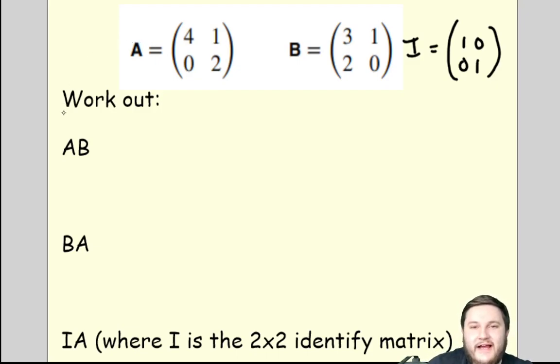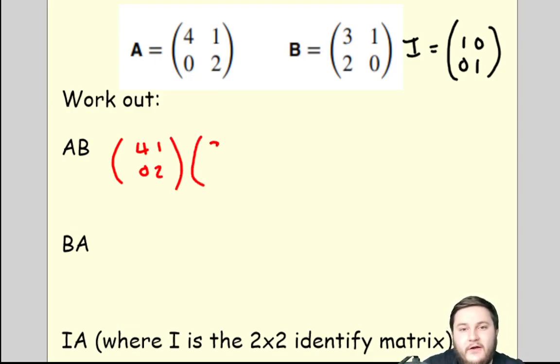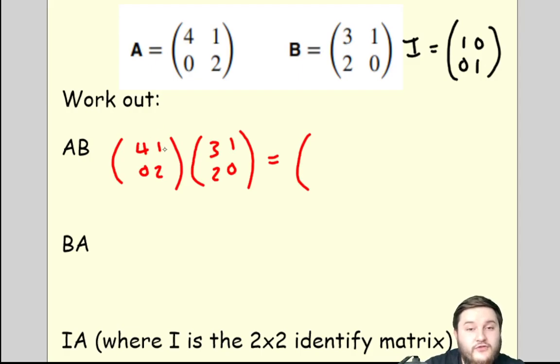So hopefully you've had a chance to work out these questions. Let's go through them. So AB means A goes on the left, and then B goes on the right, like this, and then you multiply them together. So you get 4 times 3, which is 12, plus 1 times 2, which is 14 altogether. Then the next one, this top right one, we do 4 times 1, which is 4, plus 1 times 0, which is 0, so we get 4 for this one.